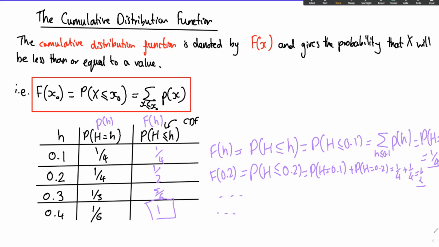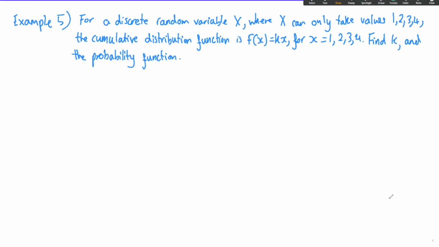Okay, so let's do one last example. For a discrete random variable x, where x can only take the values 1, 2, 3, and 4, the cumulative distribution function is F(x) equals kx for those values. Find k, and the probability function. So this actually looks a lot like the example we did earlier, but the difference is now we've got the cumulative distribution function, not the probability function. And now we know it's only for 1, 2, 3, and 4.